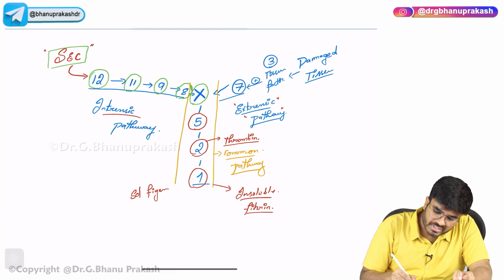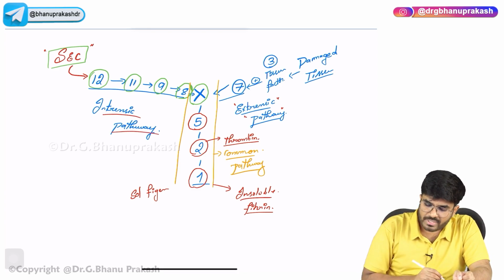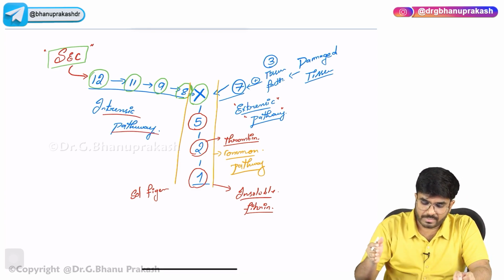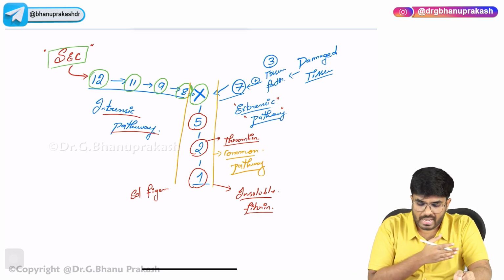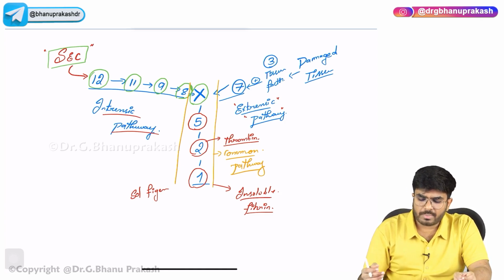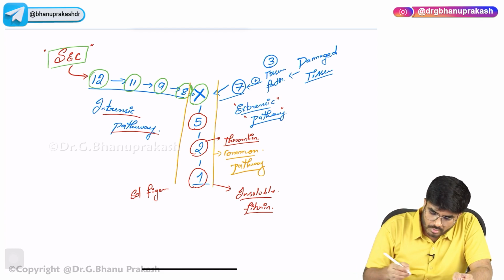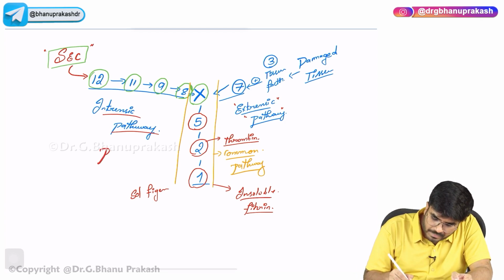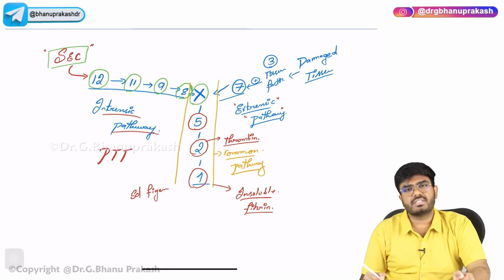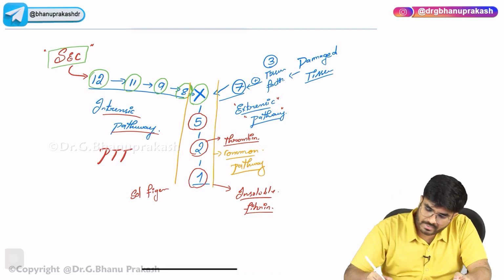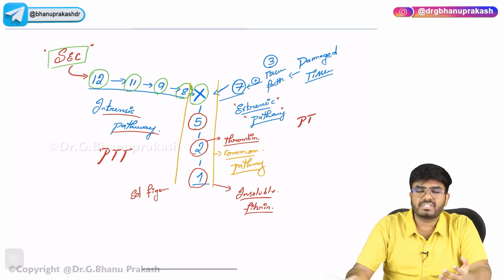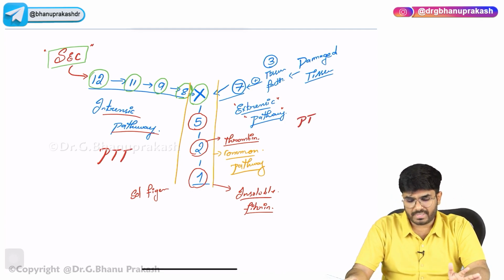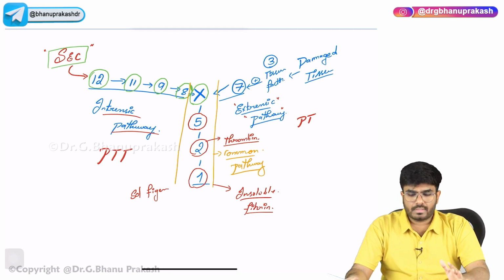Now, which study is going to measure the intrinsic pathway? See, is the intrinsic pathway big or the extrinsic pathway big? The intrinsic pathway is bigger: 12, 11, 9, 8. The extrinsic pathway is 3 and 7, that's it. So for the bigger pathway, you give the bigger name, that is PTT. PTT measures the intrinsic pathway. PT, prothrombin time, measures the extrinsic pathway. Okay, PT and PTT. This is also completed.